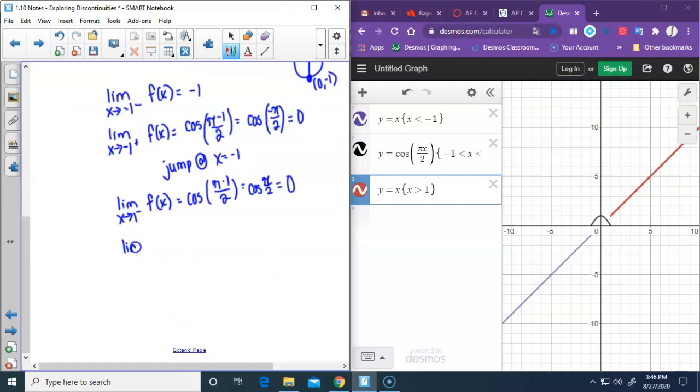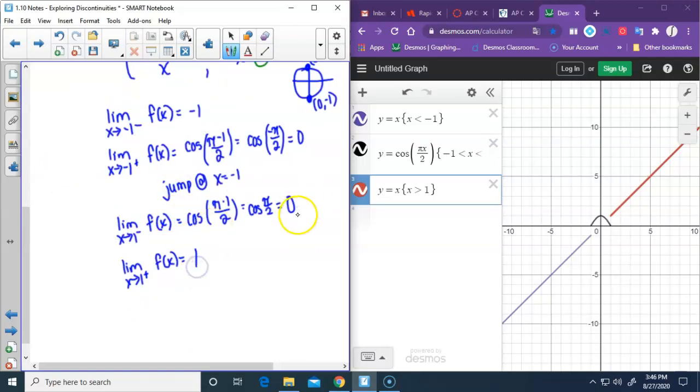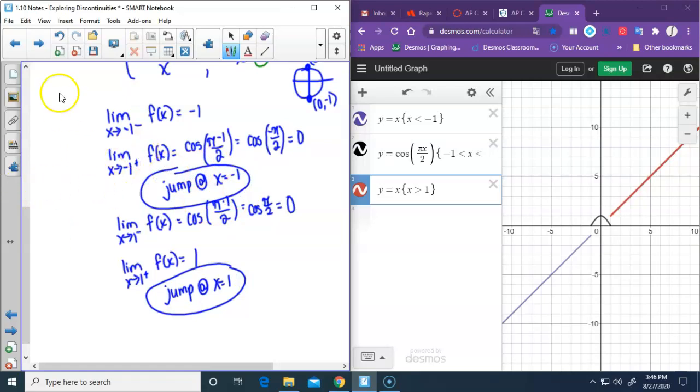And then we have the limit as x approaches 1 from the right of f of x, which of course if we're just plugging into x here just equals 1. These two right here do not match either, so we've got another jump at x equals 1. And remember, those jumps are also called non-removable discontinuities.